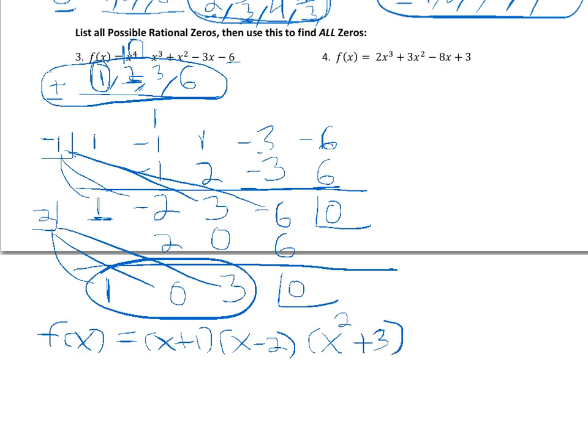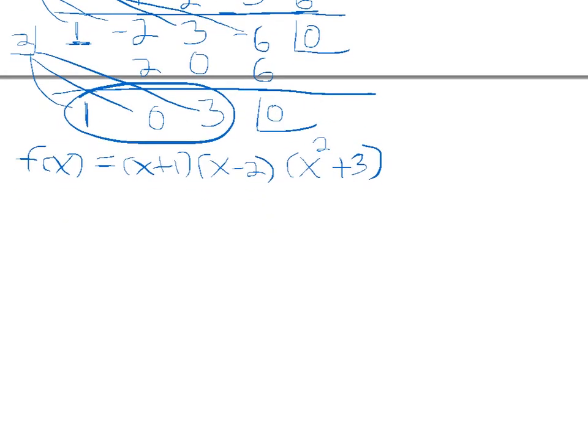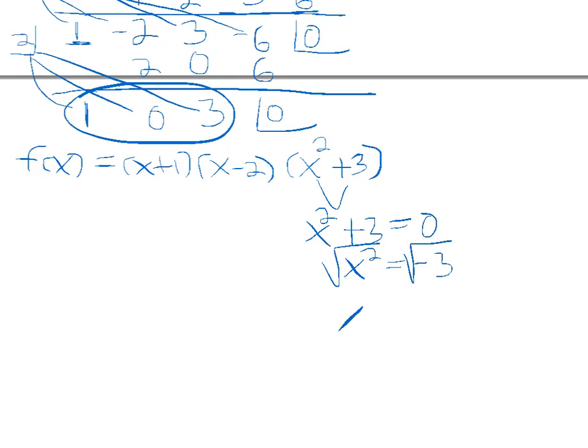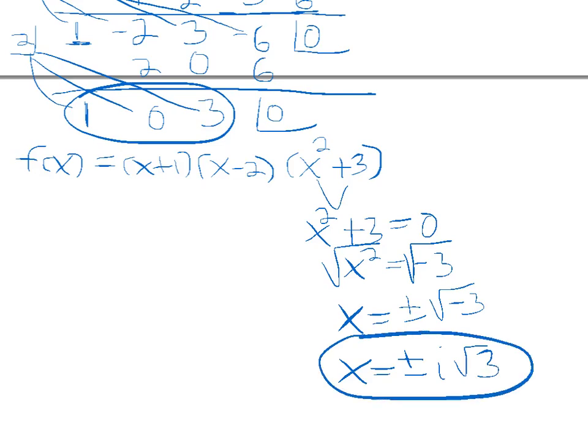Now the x squared plus 3, I can solve for that. I'm not going to use the quadratic formula because there's no x term. If I solve for this, x squared plus 3, I set it equal to 0. So x squared would have to equal negative 3. I take the square root of each side. So I'm going to have x equals plus or minus the square root of negative 3. Well, that's imaginary. I take out the negative, and it becomes plus or minus i root 3. So my 4 zeros are negative 1, 2, and then plus or minus i root 3.